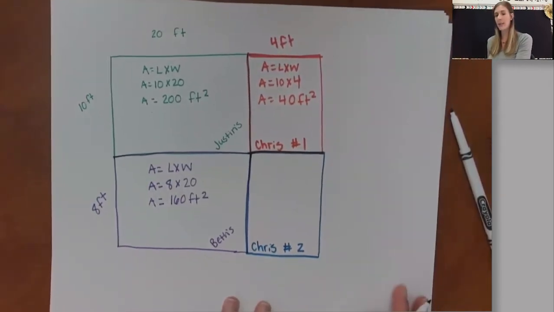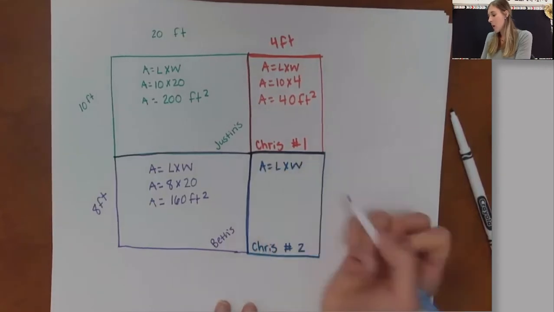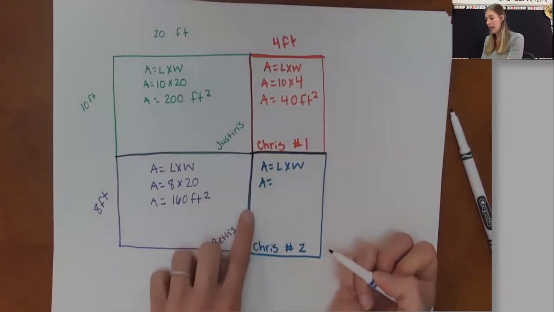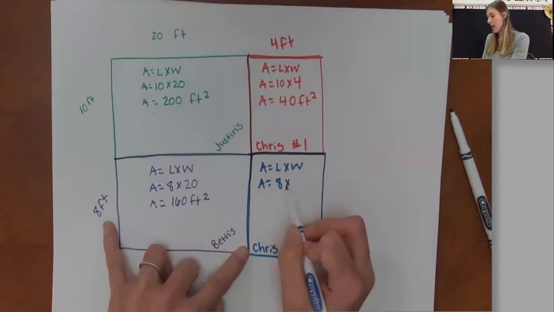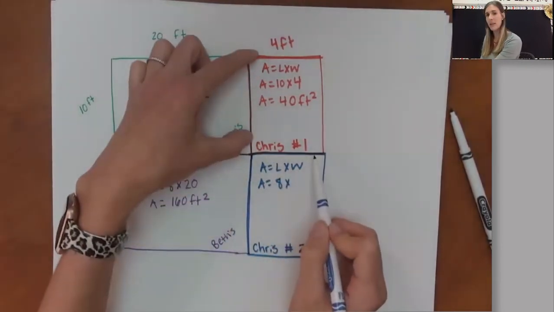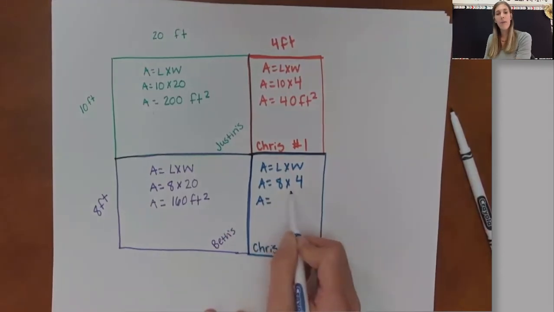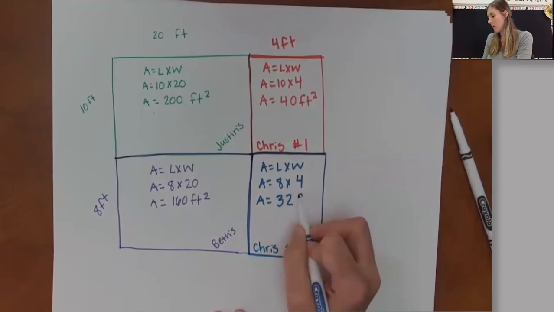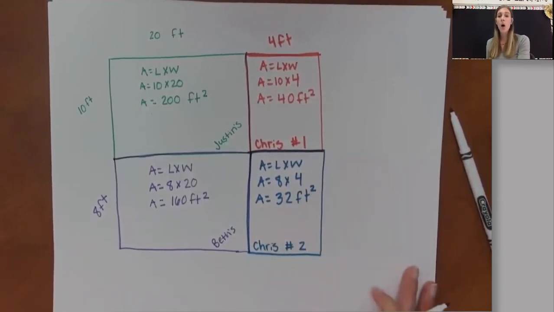And now for Chris's second part. We know area is length times width. We know that the length of this section of Chris's is 8. And we know that the width of this section is 4. Again, we have a basic fact. 8 times 4 is 32. And so now we have found the area of each small section of the playground.